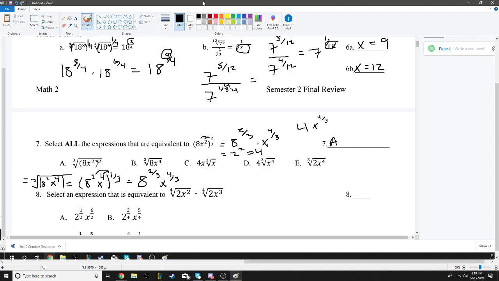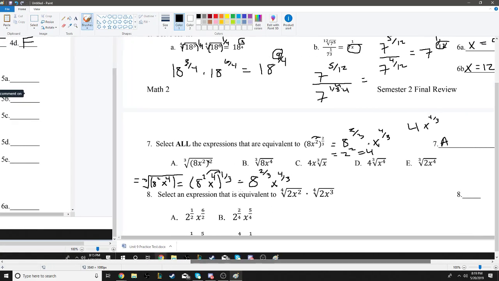I'm going to need some more room. So for B, I guess we can do B over this way. For B, we're going to have 8x to the 4th inside parentheses.